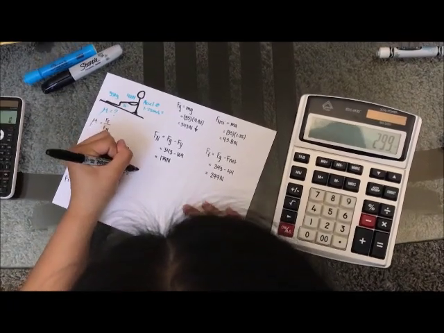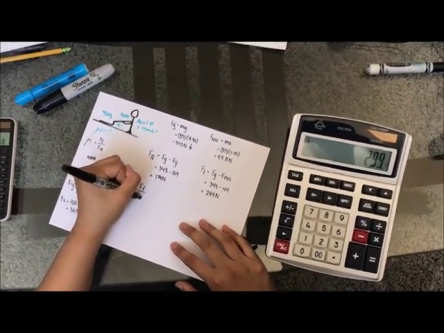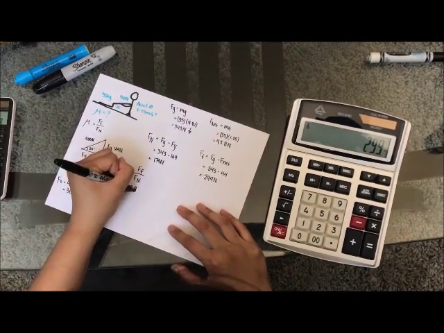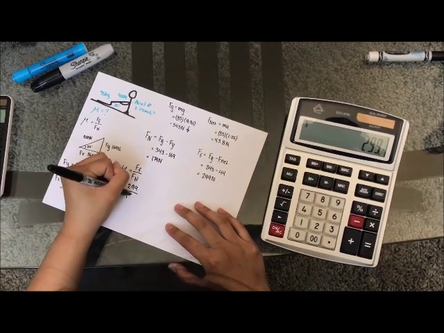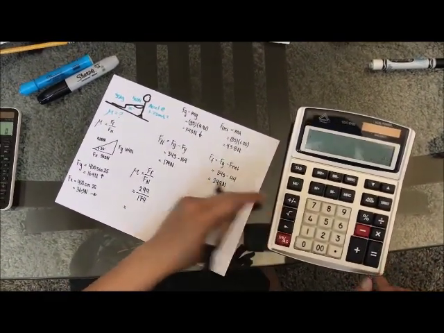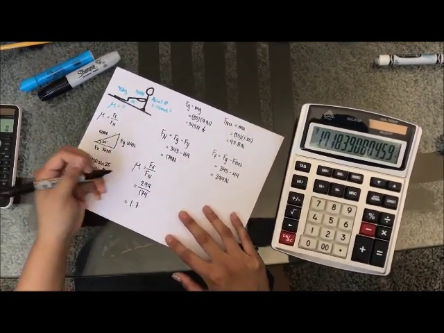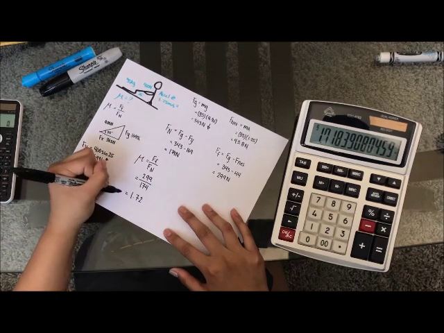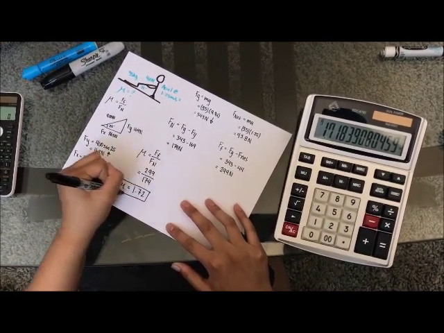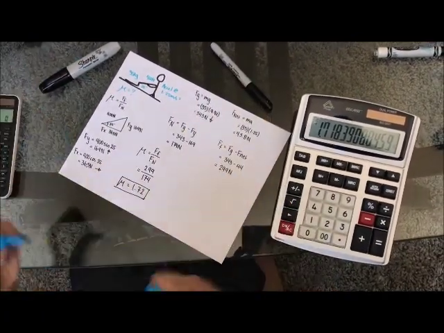So now to find our mu, our force of friction over our force normal. So we use our 299 over 174. This gives us our mu of 1.72 with rounding. And that is our final answer.